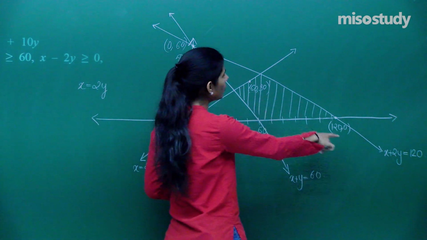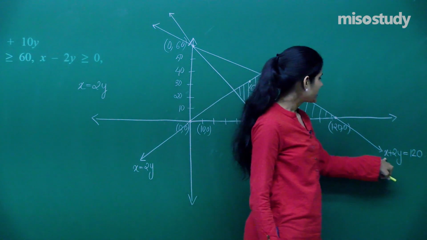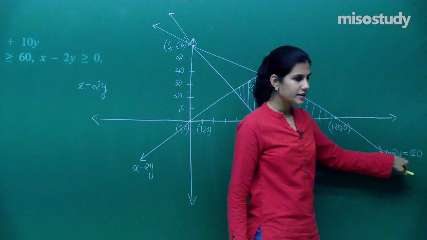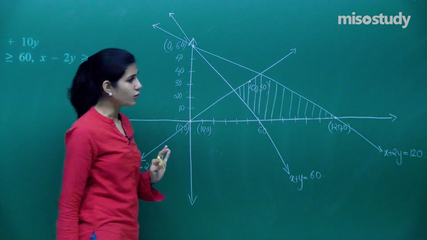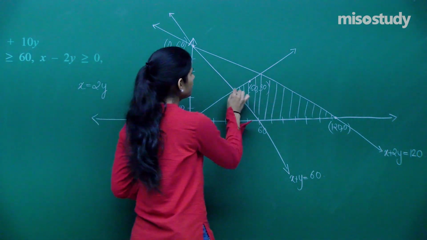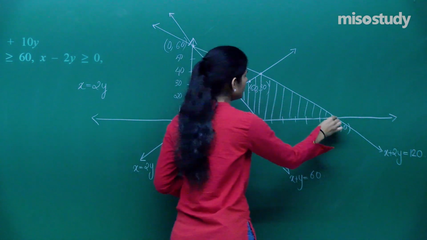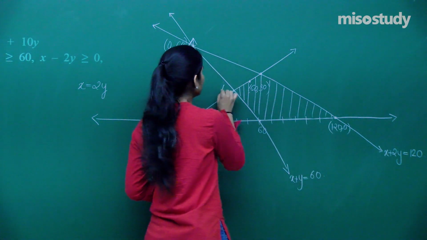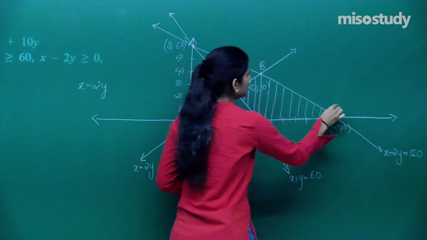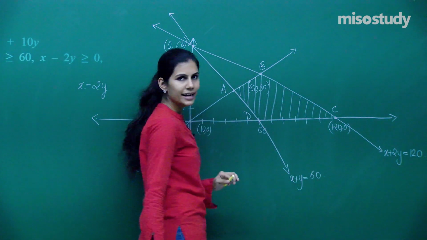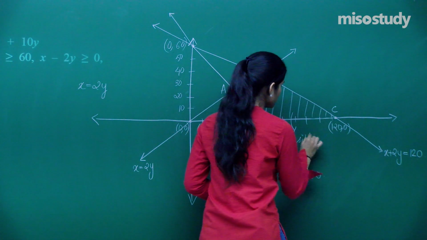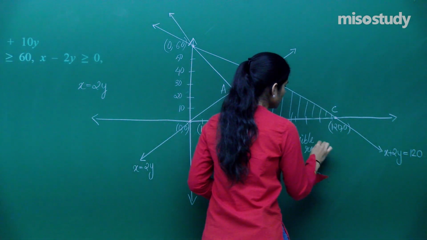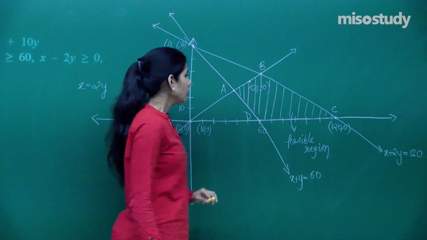X is 60, y is 30. In here, that is what is being represented first of all. So what are my corner points of this feasible region? This feasible region is bounded. Can you see that? This is A, B, C and D. This is my feasible region.